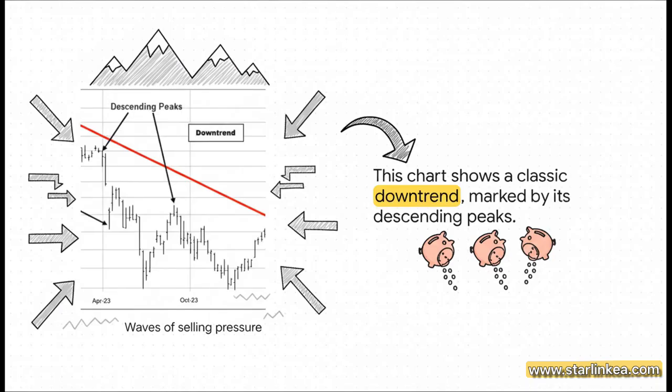And check this out. This is a perfect example of a downtrend out in the wild. Do you see how each major peak is lower than the one that came before it? That red line connects them and makes that downward slope absolutely crystal clear. See? This isn't random. It's a pattern. It's the story of sellers being in control of the market.